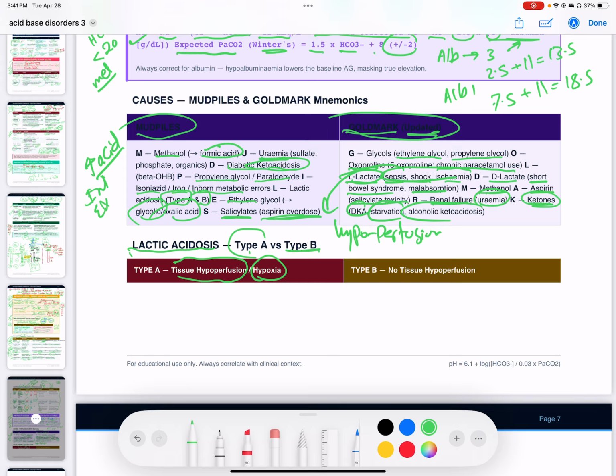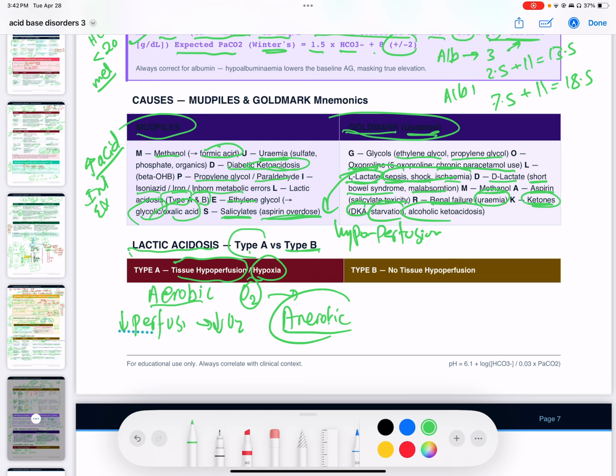Why? Because we know that in the Krebs cycle and glucose metabolism, we have mainly aerobic metabolism. If you're having good oxygen, but you are having low perfusion, that decreases the oxygen supply to the tissue, so the tissue switches from aerobic to anaerobic. And if you are using the anaerobic pathway, you are producing a lot of lactic acid. Which type of lactic acid?